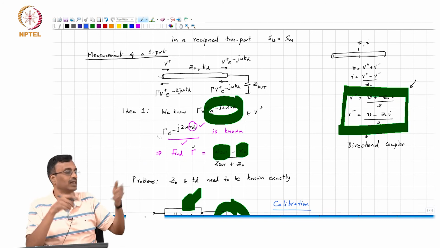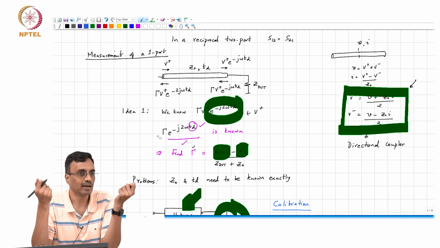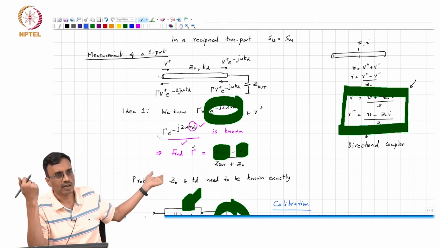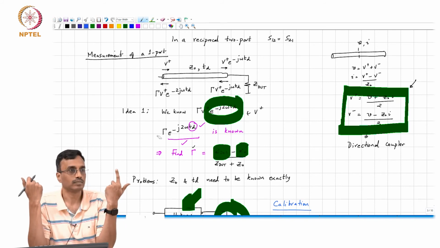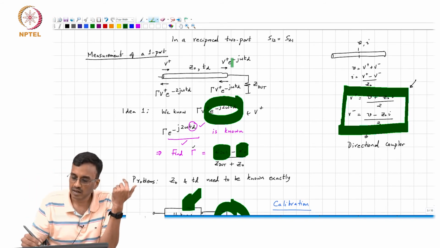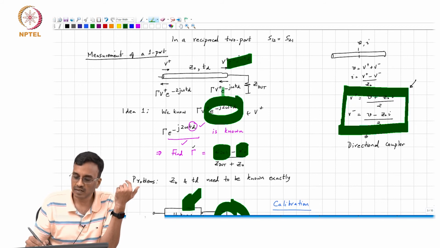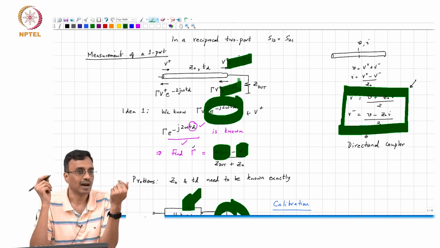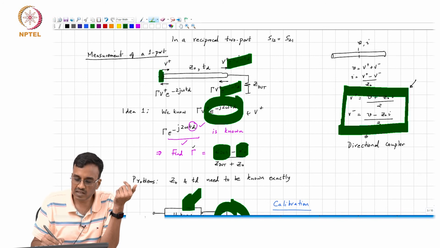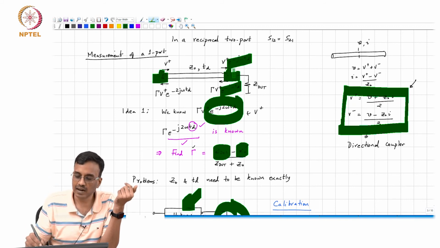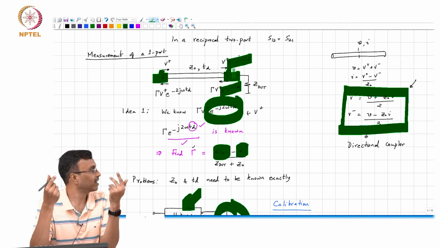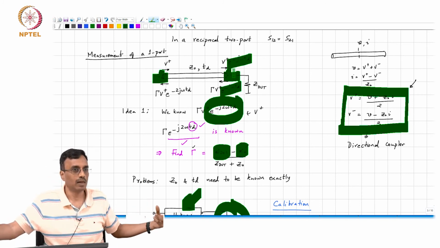But if the cable is lossless at DC, then all this doesn't matter, because if Td is equal to 0, then this is V plus, and this is gamma times V plus. So the voltage here is the same as the voltage here, and similarly the current here and the current here are the same. So it does not matter that you have a long cable.